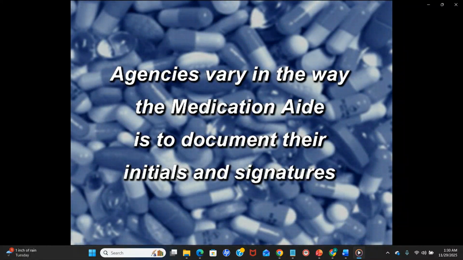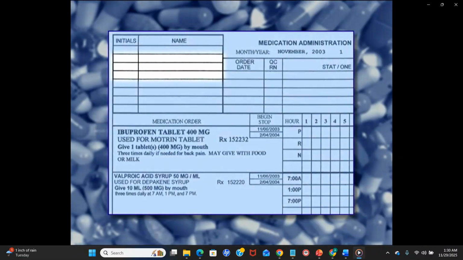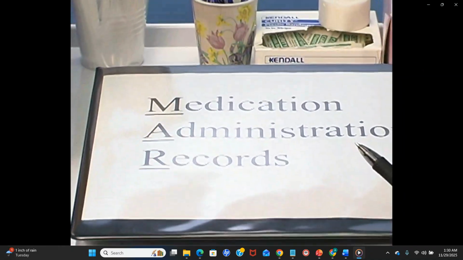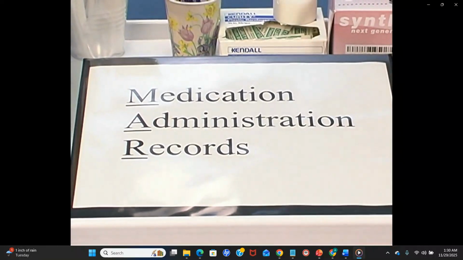Agencies vary in the way the medication aid is to document their initials and signatures. Some have master signature lists, while others have you sign the signature section on each MAR sheet. It is important to follow your agency's policy and complete this documentation so that other personnel can identify who gave the medication. Always indicate Med Aid or your agency's position title behind your name when documenting medications given. This will identify you as the medication aid. When you finish, close the MAR book and move to the next client.